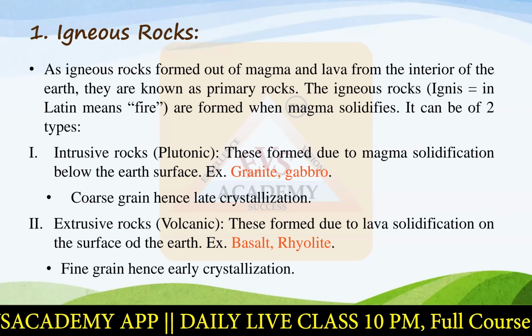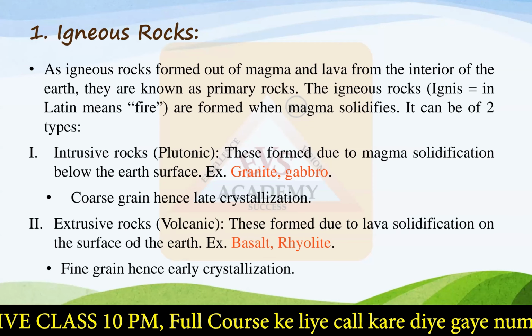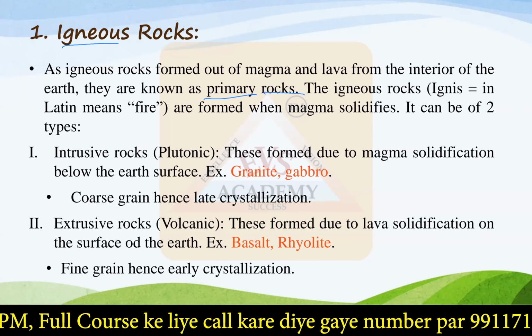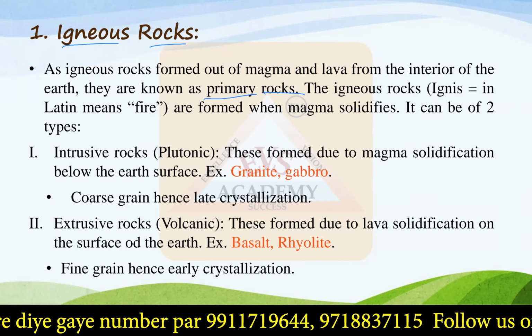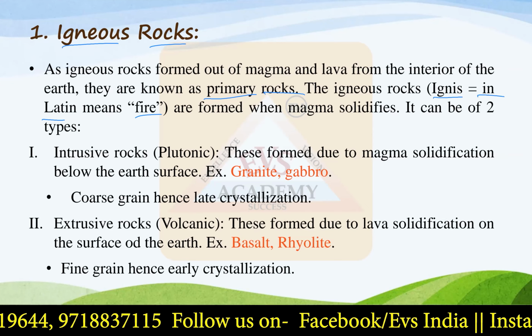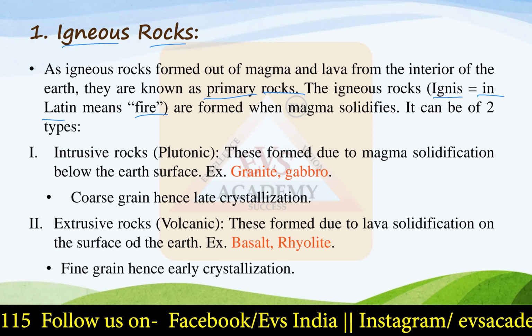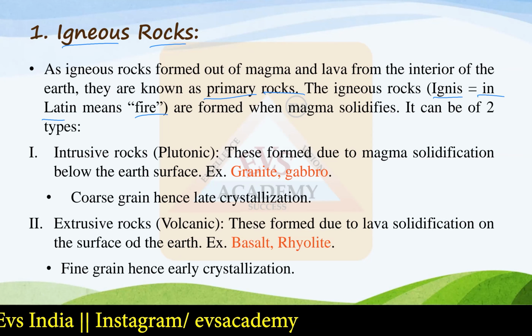These primary rocks are what? These primary rocks are the igneous rocks. So you can call them either primary rocks or igneous rocks. The word igneous comes from ignis, a Latin word which means fire. So a rock created with the help of fire is called an igneous rock. These are formed when magma solidifies.